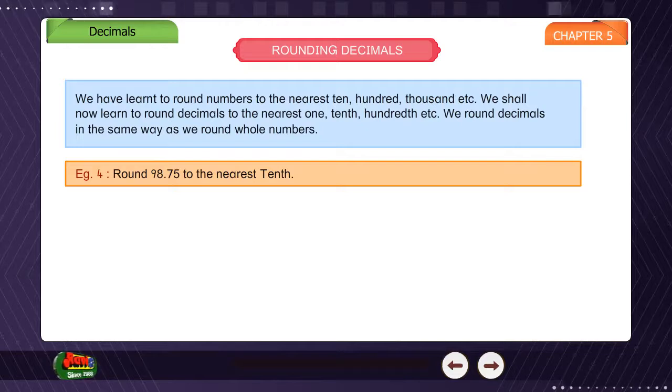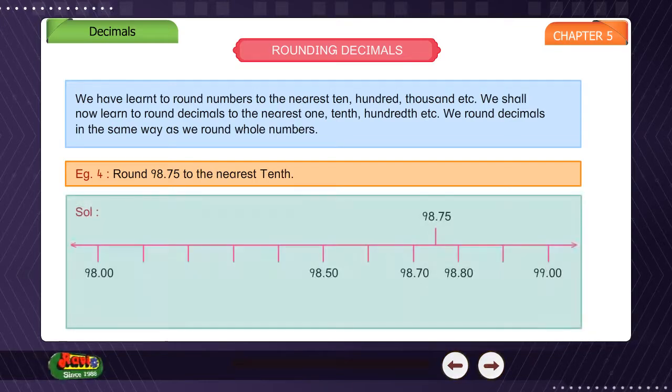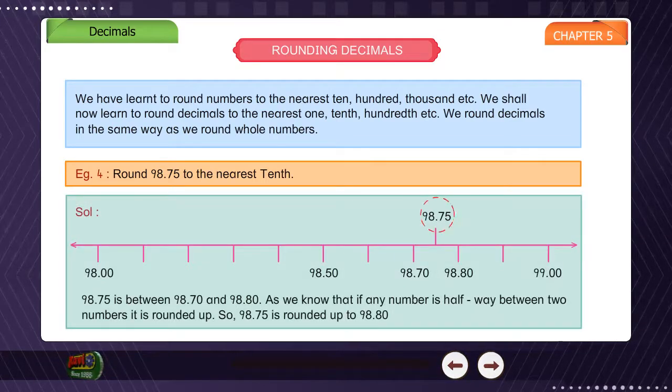Example 4. Round 98.75 to the nearest 10th. Solution. 98.75 is between 98.70 and 98.80. As we know that if any number is halfway between two numbers, it is rounded up. So, 98.75 is rounded up to 98.80.